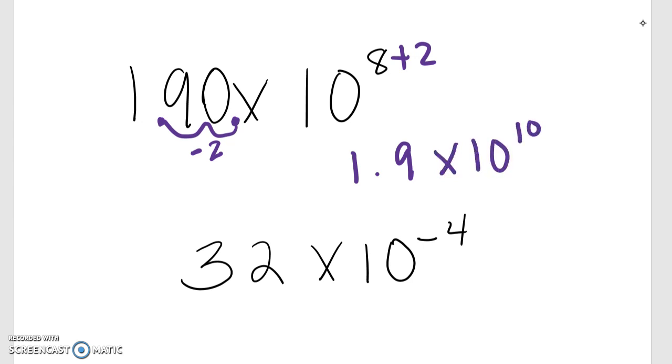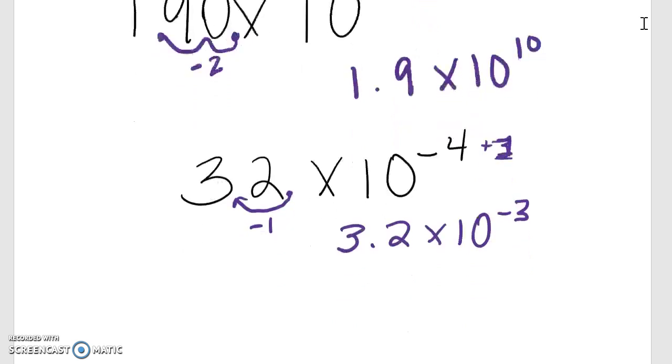Let's look at this other one. It currently has a negative exponent. Again, not in proper scientific notation. My decimal is here. I need to move it 1 to the left. Since this got 1 smaller, my exponent gets 1 larger. Recognize with a negative exponent, it is going to get closer to 0. So 3.2 times 10 to the negative 3rd power.